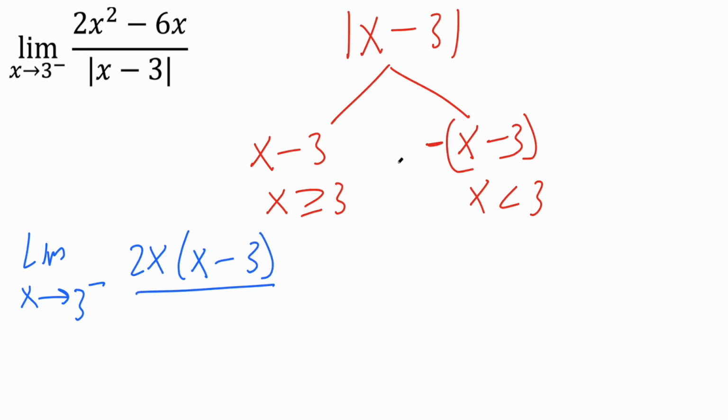Now we have to pick which one we have. This is saying 3 from the left, so less than 3. So we're going to pick this one right here. So we have negative, parentheses, x minus 3. And now we notice x minus 3 appears on both top and bottom, so we get to cancel it out.